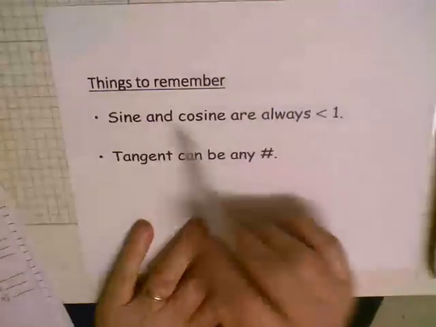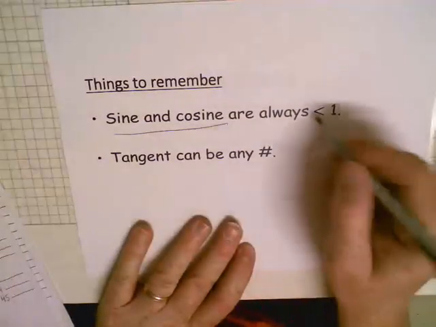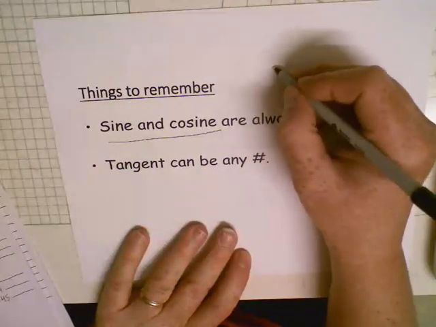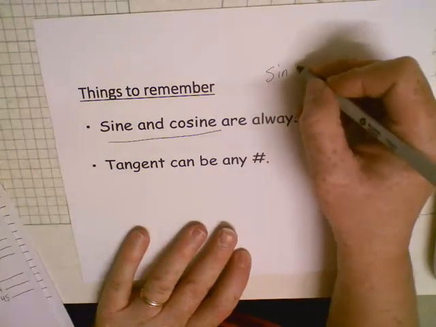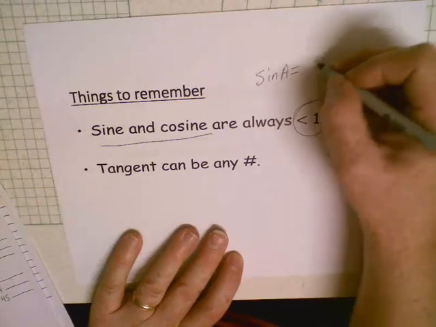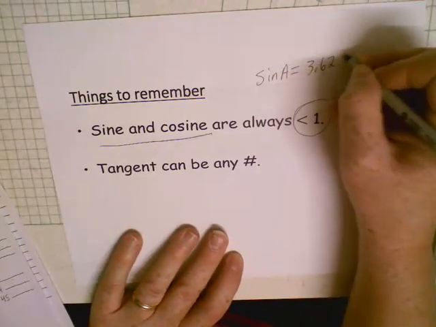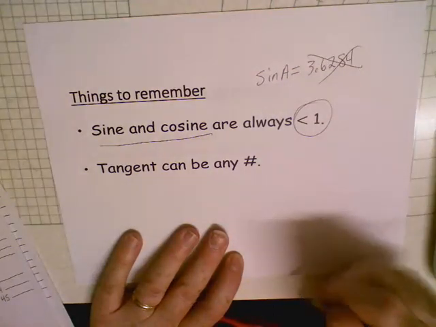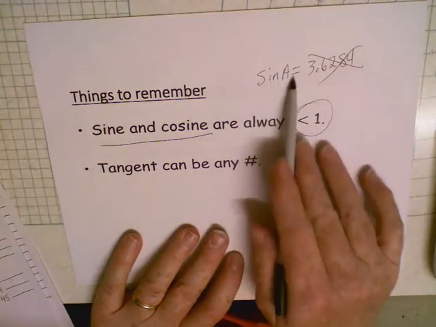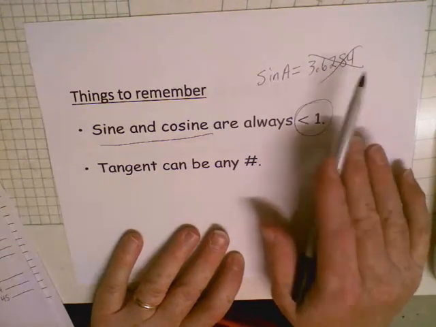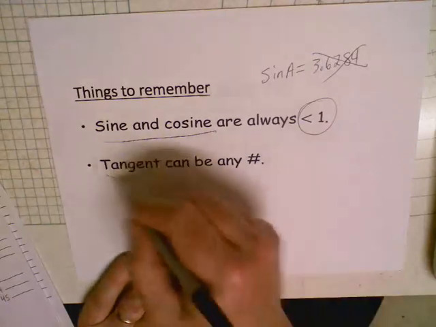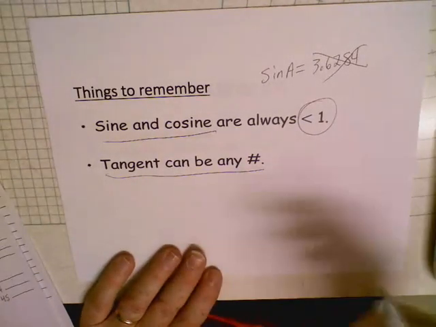Things to remember: sine and cosine always got to be less than 1. So if you're doing something and you figure out that the sine of angle A is 3.6284, yeah, you did something wrong. Or it's probably not that you did something wrong. It's probably that your calculator is in radians and not degrees. Tangent can be any number, so it can be bigger than 1.